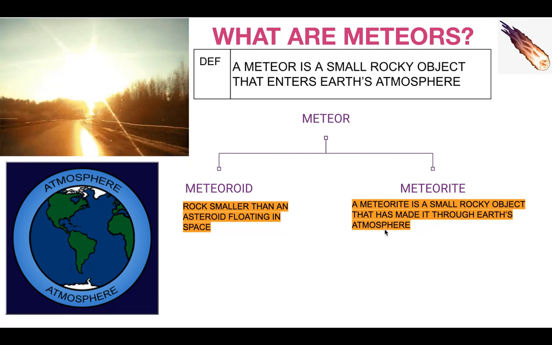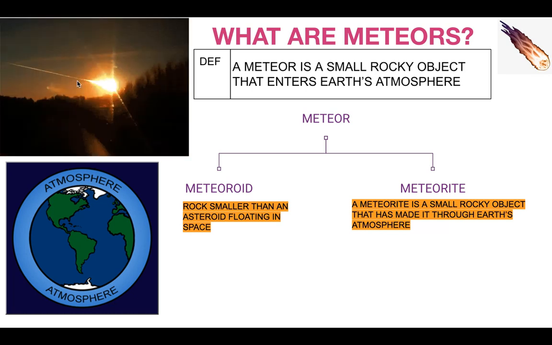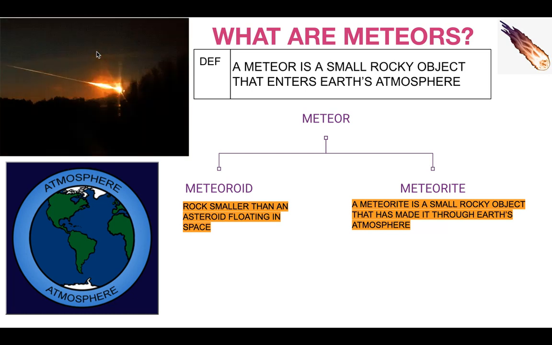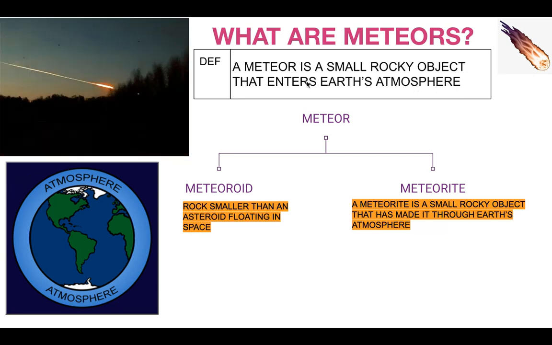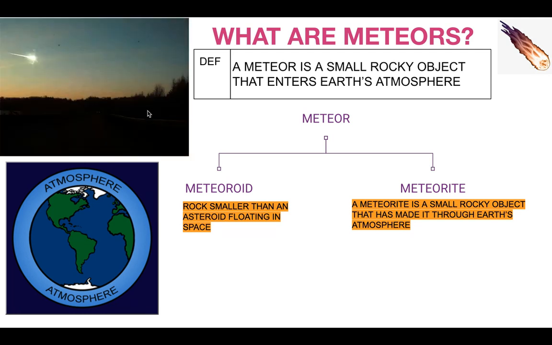It has passed through Earth's atmosphere. So this here technically is not a meteor, but it's a meteorite because it's already passed our atmosphere. Once the meteor enters the Earth's atmosphere, it's called a meteor. Once it has passed the atmosphere and it's getting down closer to the planet, it's called a meteorite. And the meteoroid is the rocky object that floats about in space.